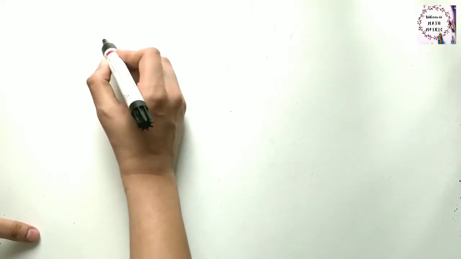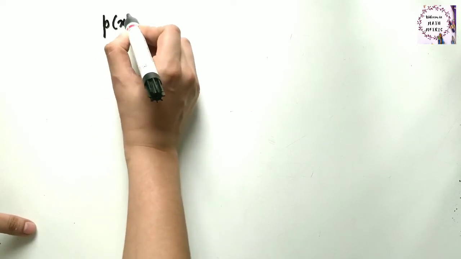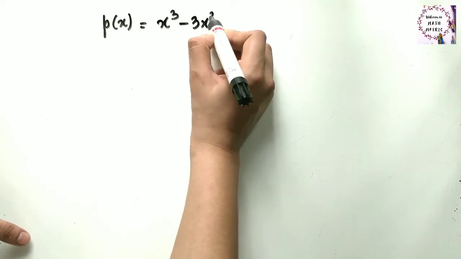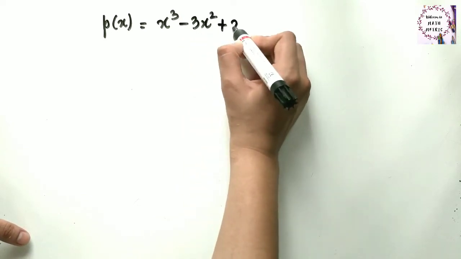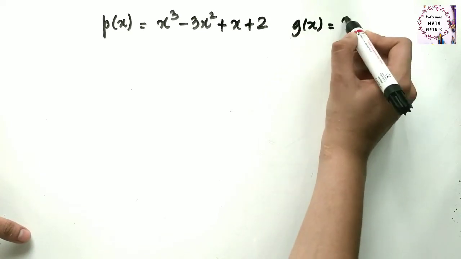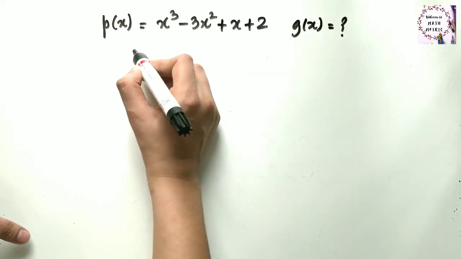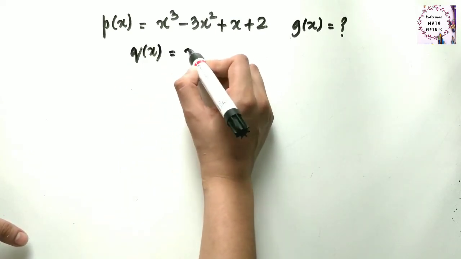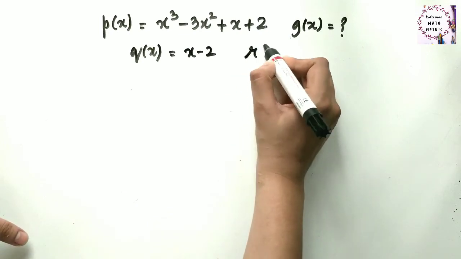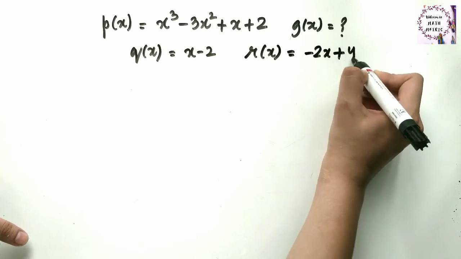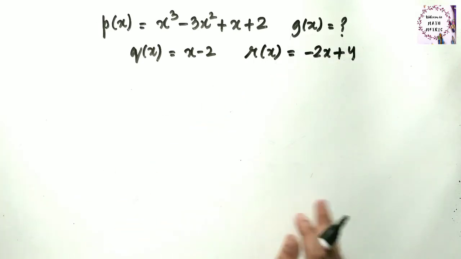Now let us move to question 4 of this exercise. Here we're given a polynomial p(x) whose value is x cube minus 3x square plus x plus 2, which is divided by some polynomial, say g(x), which is not given to us. Then they have given the quotient of this polynomial, which is x minus 2, and the remainder, which is minus 2x plus 4. We have to find the value of g(x).